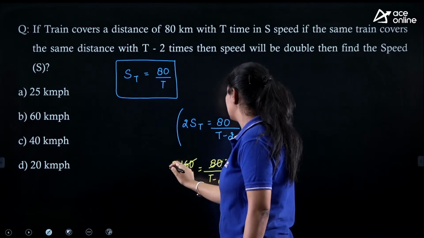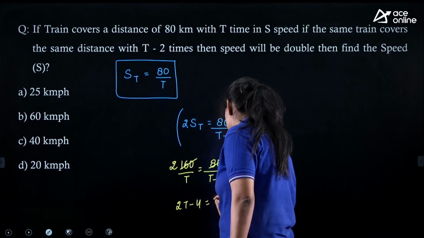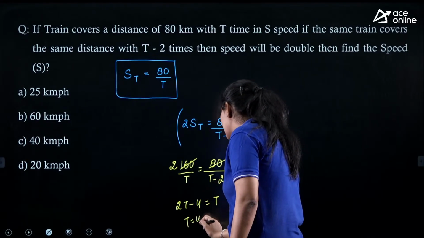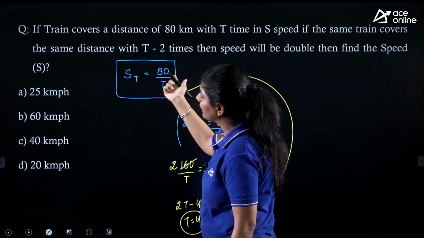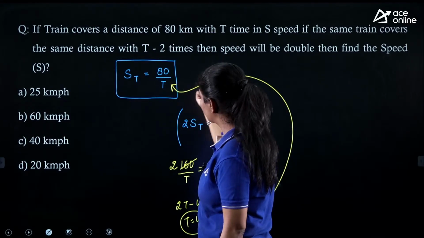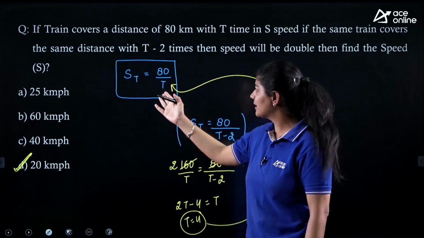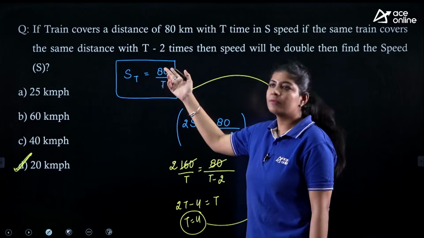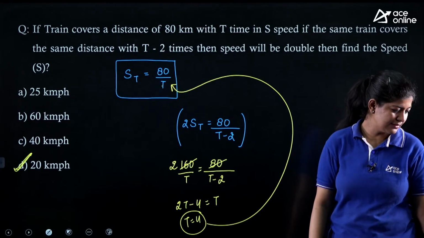So here we can write 2t minus 4 equals t. So we got t as 4. And as we got t as 4, we simply substitute it and we will get it as 20. Option number D is the correct one. You can easily put the value 4 over here. 4 into 2, that is 8. So we will get 20 as our answer, right?